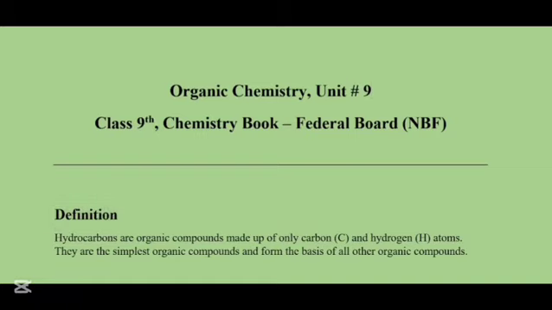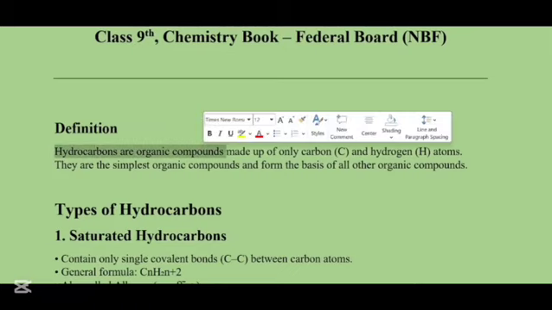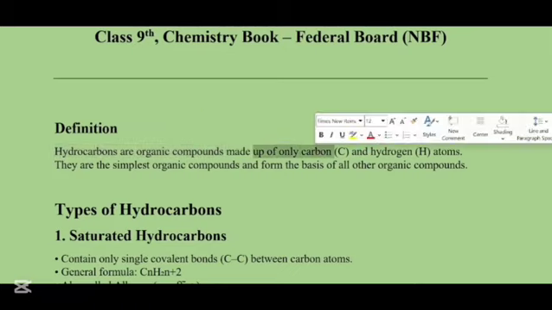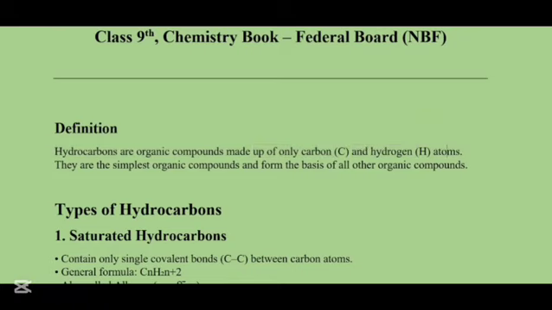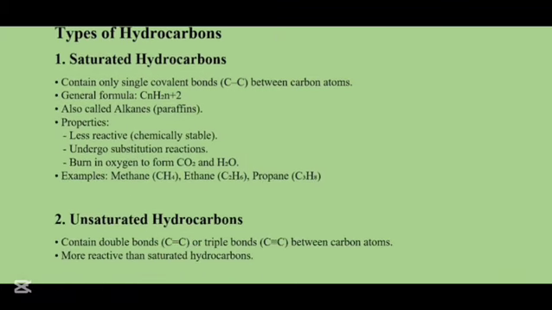Definition of hydrocarbons. Hydrocarbons are organic compounds made up of only carbon and hydrogen atoms. They are the simplest organic compounds and they form the basis of all other organic compounds. There are two types of hydrocarbons: saturated hydrocarbons and unsaturated hydrocarbons.